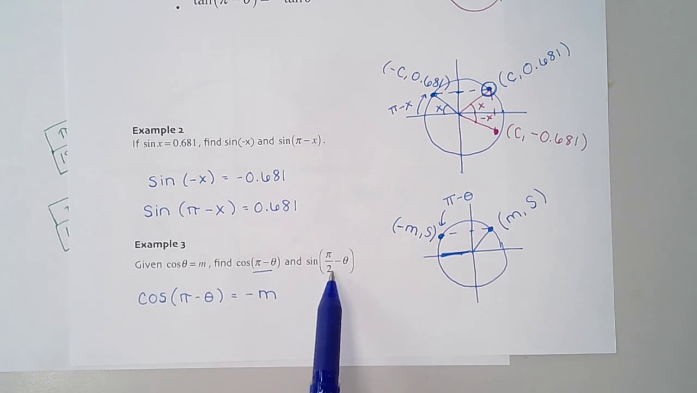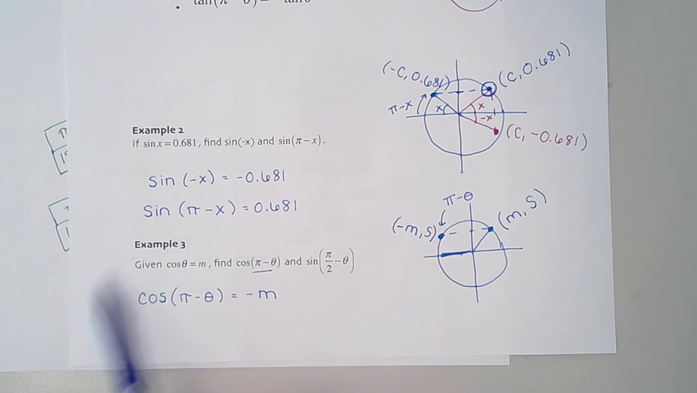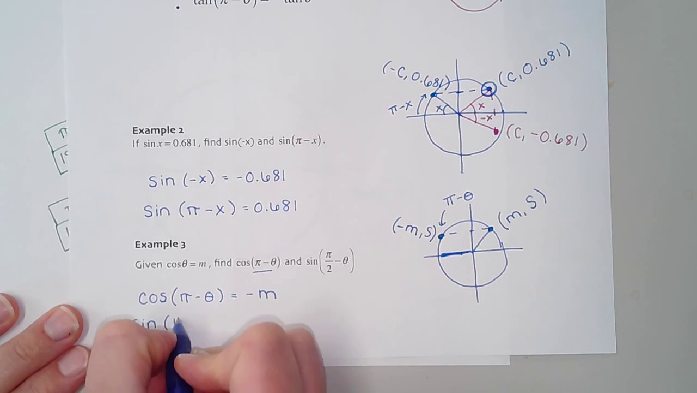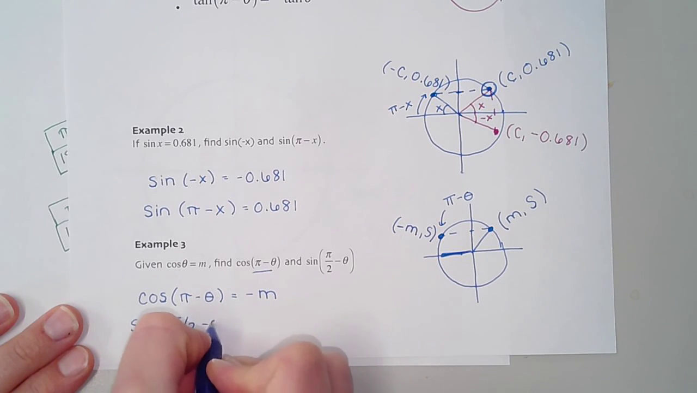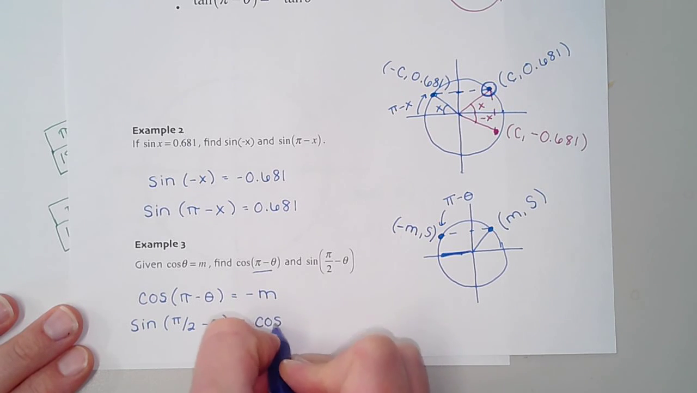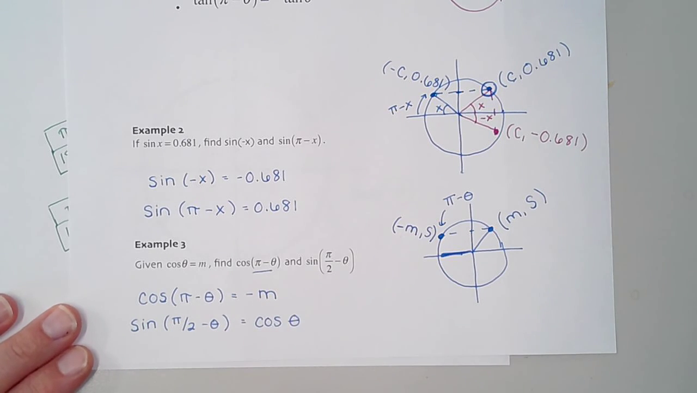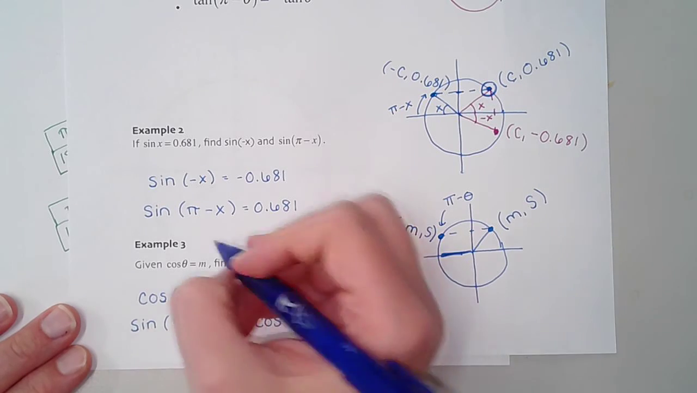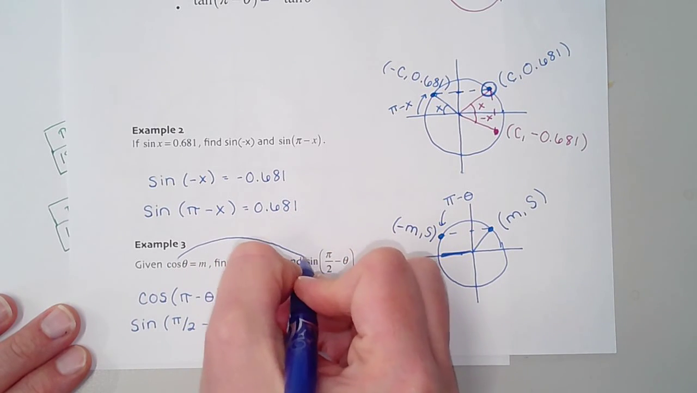Now this one, pi over 2 minus theta, that's where the sines and the cosines crisscross. So I know that the sine of pi over 2 minus theta is going to be equal to the cosine of theta by that complements theorem that we talked about. And the cosine of theta is just m, so the answer to that one would just be m. These two things are exactly the same.